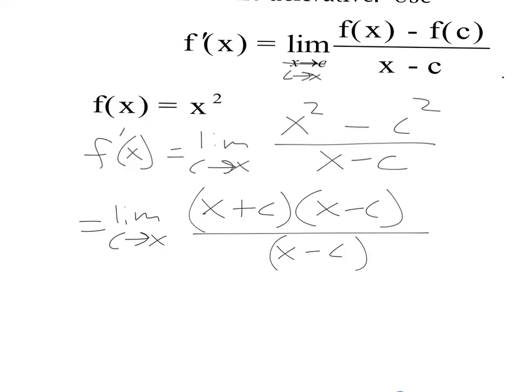Hey, look at that. Again, we get some factors that are going to cancel out here, and so this is equivalent to the limit as c approaches x of just x plus c. And now there's no reason why I can't just plug in an x for c, right?